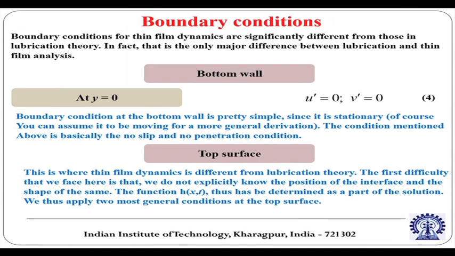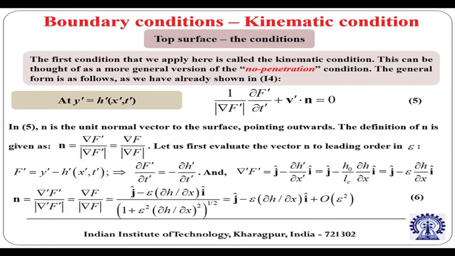Boundary conditions. The bottom wall boundary condition is quite straightforward, the no slip and no penetration, and we will now devote significant attention towards describing the boundary conditions at the top wall. So, the kinematic boundary condition, how do we express it in terms of the small parameter? Let us try to work it out on the board as much as possible, and then we will refer to the slides.